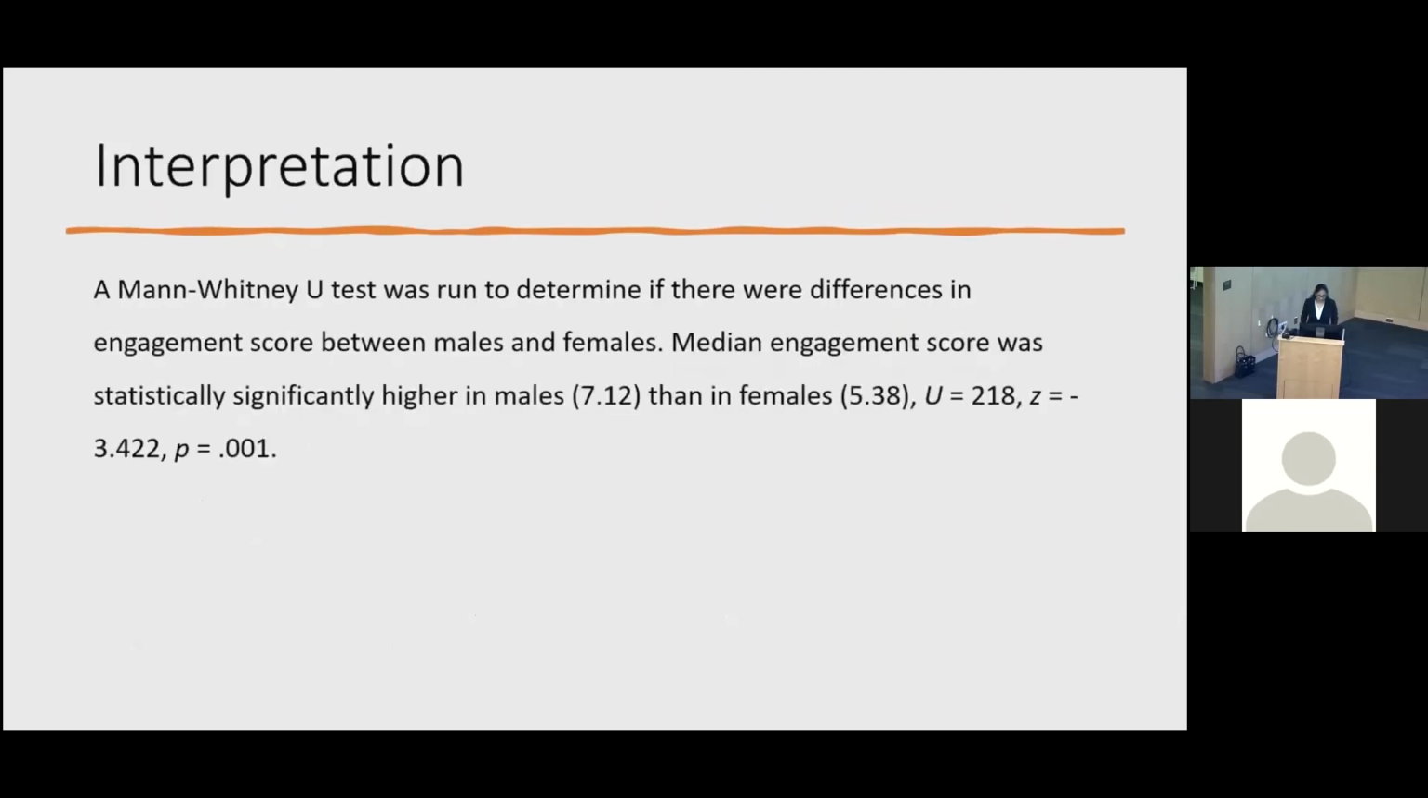The interpretation for the Mann-Whitney U test is that the Mann-Whitney U test was run to determine if there were differences in engagement scores between males and females. Median engagement score was statistically significantly higher in males than in females. And then you present the Mann-Whitney U test statistic, the z-score, and the p-value, which is obtained from your output.